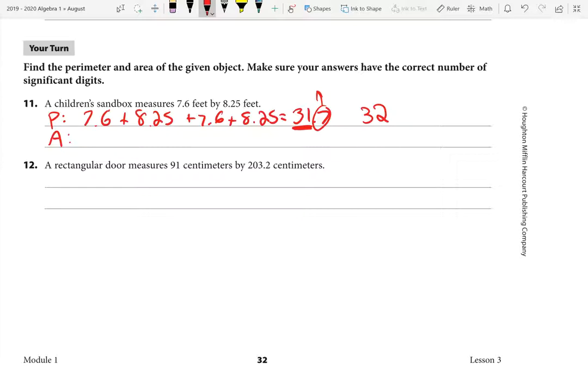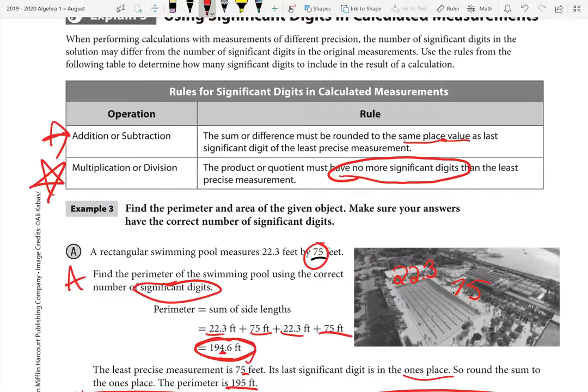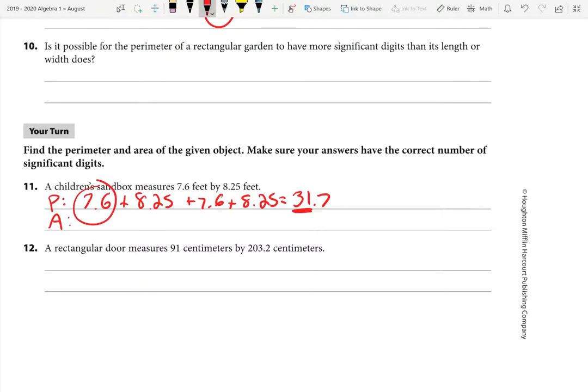Oh, I did that. I keep mixing up these rules. Hold on, I apologize. I did the area rules again. So for adding and subtracting, we're supposed to take the lowest significant digit place value. So 7.6 is the least precise, and 0.6 is the place we need to round to. 31.7 is actually already in that place, so we don't have to change it at all because it matches the least precise number, if that makes sense. Area, I was doing the area rules. Apologize again. Like I said, this is crazy, right?